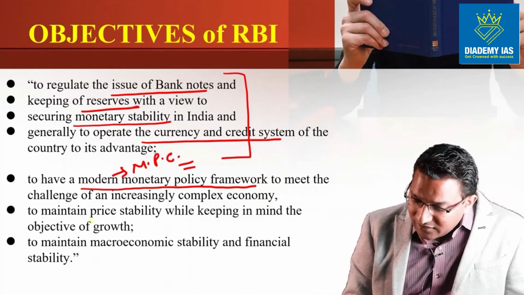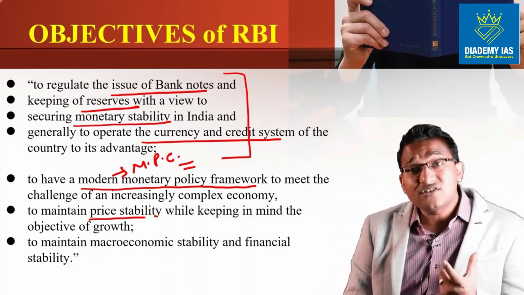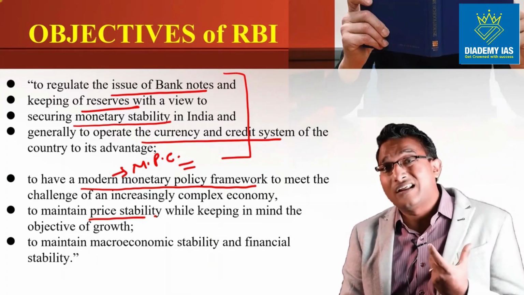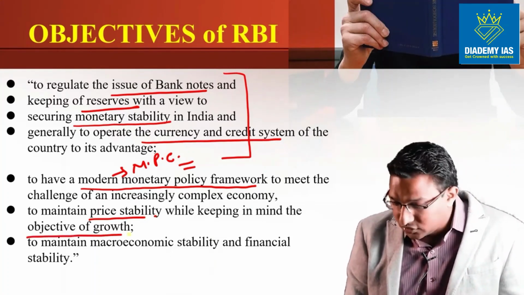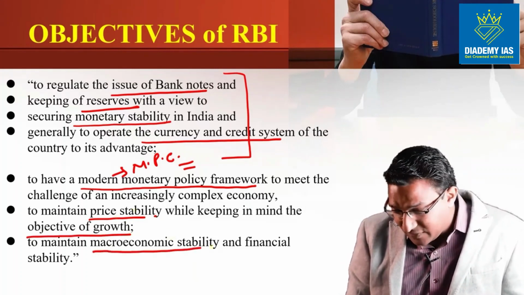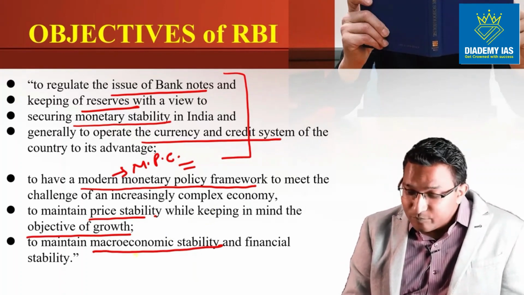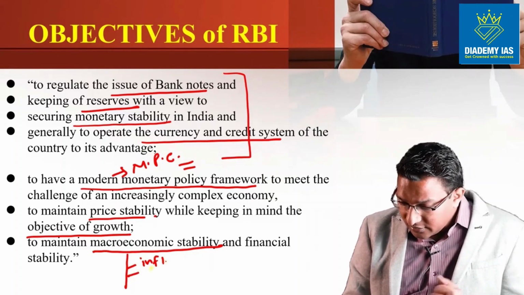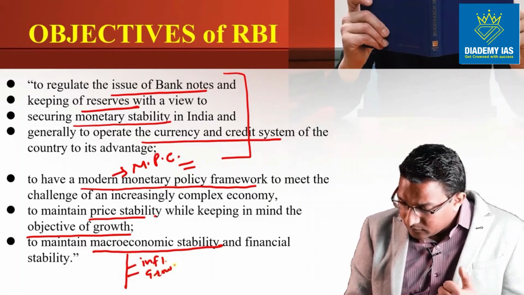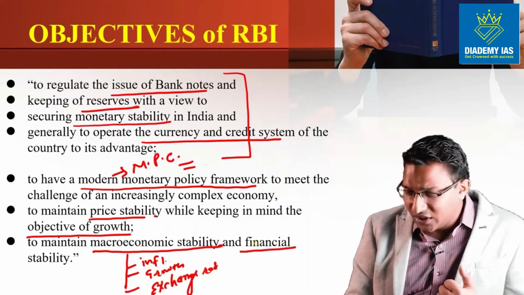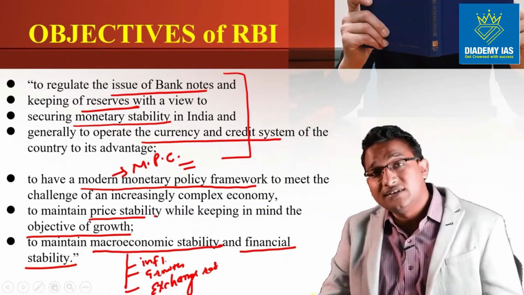Next is to maintain the price stability. Price stability is very, very crucial. The rate of inflation has to be kept within a certain limit. Then the objective of economic growth, and to maintain the macroeconomic stability. Macroeconomic stability means inflation, growth, stable exchange rates, and financial stability.